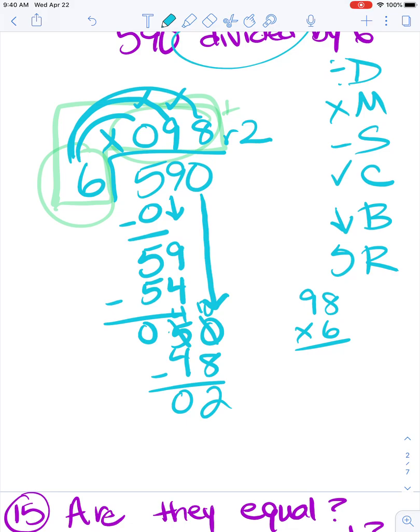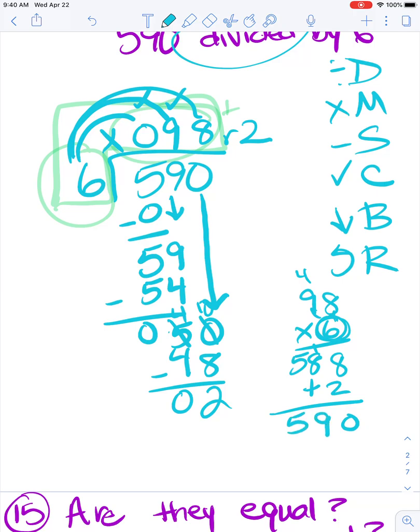I take my 1s times my 1s, then my 1s times my 10s. 6 times 8 is 48. 6 times 9 is 54 plus 4 is 58. But it doesn't match my dividend. Oh, we gotta add our remainder.